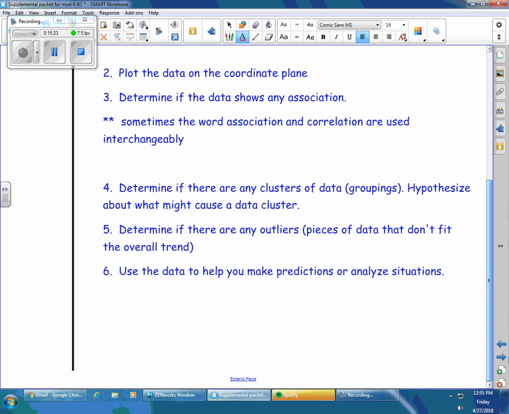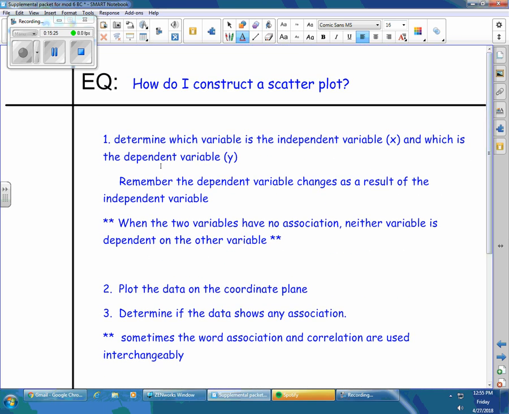The last thing that I want you to do is to go to page 6 and create a page of Cornell Notes. And on your Cornell Notes, your essential question is, how do I construct a scatter plot? And the first thing is, determine which variable is going to be the independent variable and which one's going to be the dependent variable. Remember, the dependent variable changes as a result of the independent variable. When 2 variables have no association, neither variable is dependent on the other one. And at this point, most of your data tables are going to be labeled for you, or it's going to be pretty obvious which one is dependent and independent.